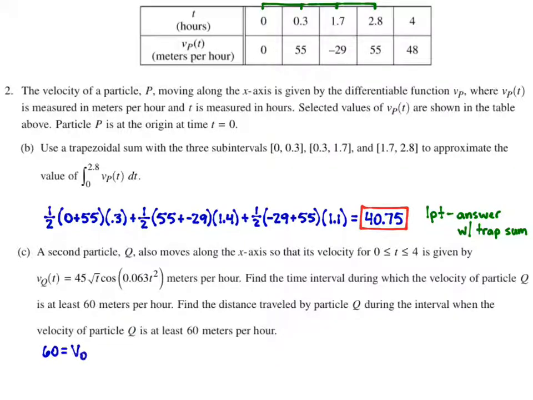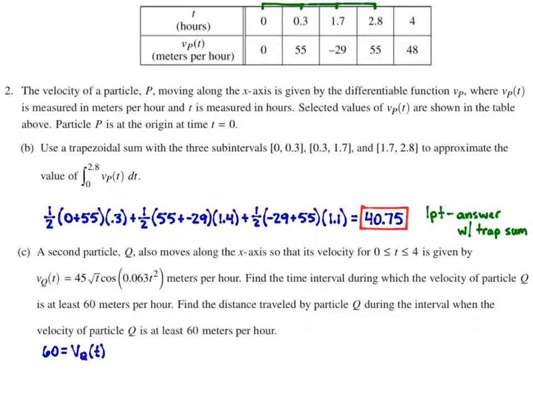So as far as work goes, I'm going to set the velocity equal to, sorry, not set it equal to 0, set it equal to 60 to see the time when it is 60. And I'm just going to use my calculator. So I'm going to type y1, I'm going to use y1 for this function, and then y2, I'm going to use 60. So the 45 rad t and so on is y1, and then 60 is my y2 function. And I'm going to look for where those two intersect.